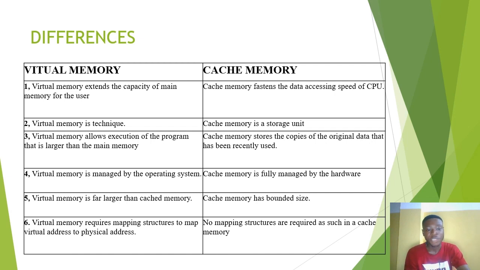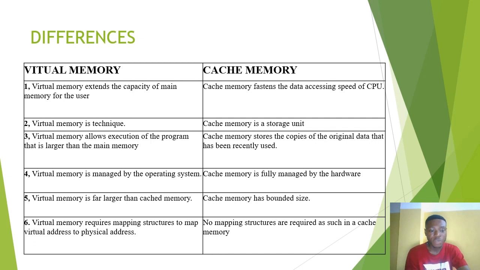3. Virtual memory allows execution of programs that are larger than the main memory, whilst cache memory stores a copy of the original data that has been recently used. 4. Virtual memory is managed by the operating system, whilst cache memory is fully managed by the hardware. 5. Virtual memory is far larger than cache memory, whilst cache memory has a bounded size.